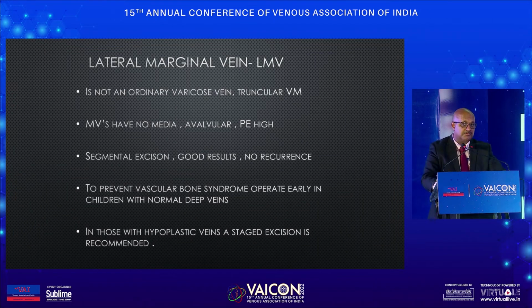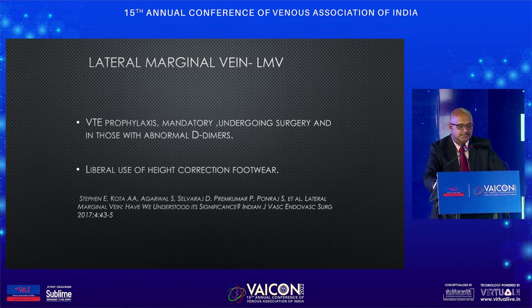The lateral marginal vein is not a varicose vein as everybody thinks. It's a truncular varicosity, and that needs to be respected because it does not have valves and the media is missing. So therefore, a word of caution when you're going to use foam or going to use endoablation for this particular vein, because it has a high risk of pulmonary embolism. And whatever you ablate thermally, in this case, it will just expand because there is really no smooth muscle to hold that thrombus and occlude it in the long run.